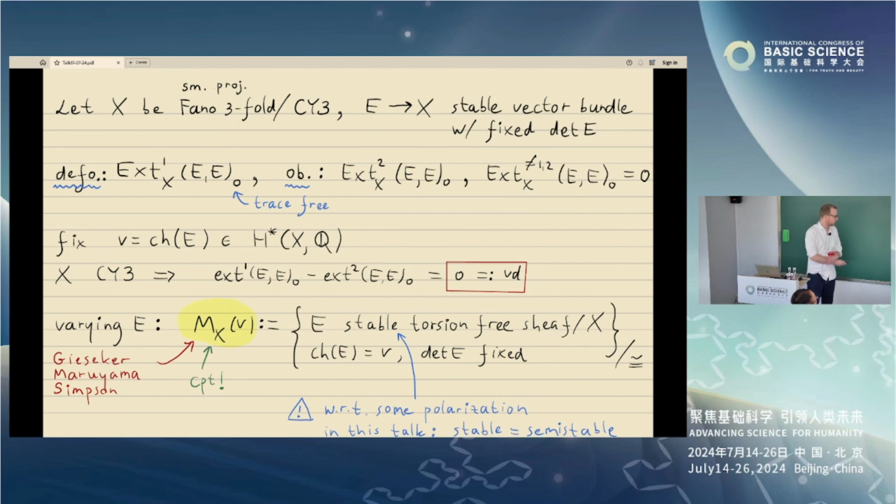So now we want to vary the holomorphic vector bundle, and we allow it to become singular. So more precisely, instead of vector bundles, we will look at torsion-free sheaves. So this leads to the Gieseker-Maruyama-Simpson moduli space, parameterizing stable torsion-free sheaves over X with fixed Chern character v and some fixed determinant. So we'll call this M_X^v. And there's some fine print here. The stability always depends on the choice of polarization on the threefold. And moreover, in this talk, I will always assume stable equals semi-stable, which will imply that this space is compact. So this is a compact scheme, a projective scheme.